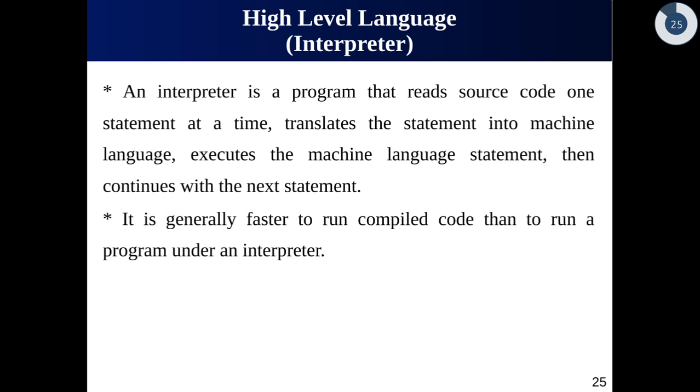Then we have another option available for translating high level language instructions, and that is called the interpreter. Like a compiler, an interpreter is a program that reads the source code, but one statement at a time, and that is the main difference. In compilation, the compiler translates the source code all at once, while in interpretation, the interpreter reads the source code one statement at a time, translates the statement into machine language code, executes it, and then continues with the next statement one after another.